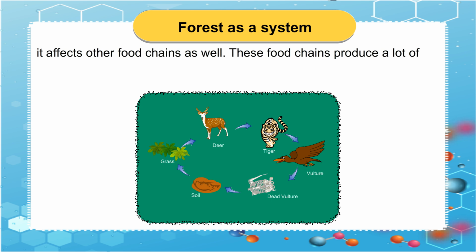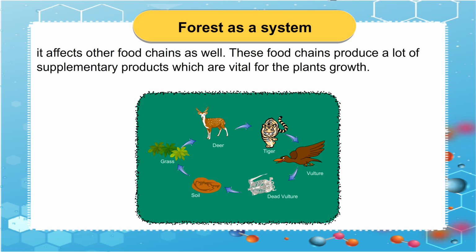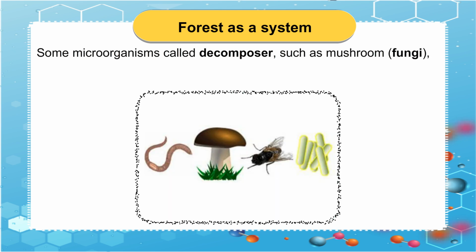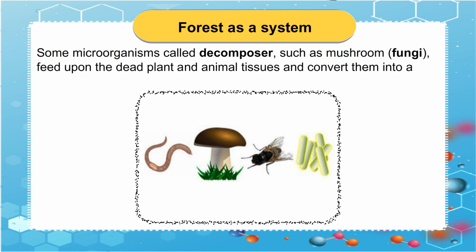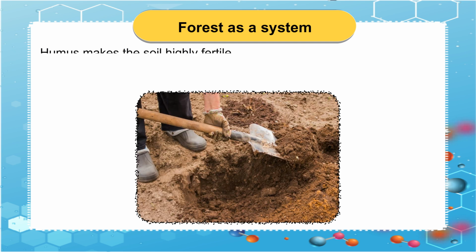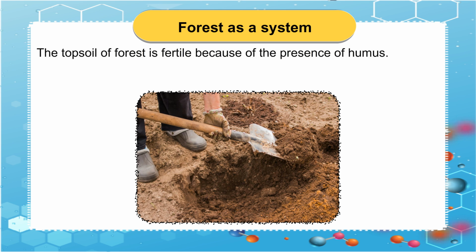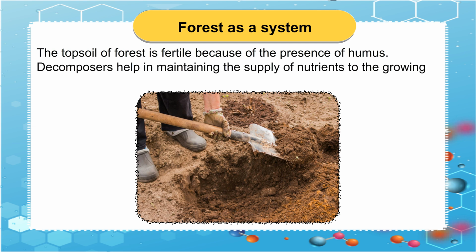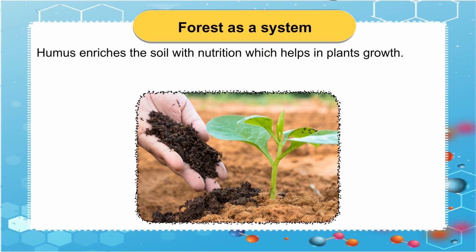These food chains produce a lot of supplementary products, which are vital for the plant's growth. Some microorganisms called decomposers, such as mushroom and fungi, feed upon the dead plant and animal tissues and convert them into a dark-colored substance known as humus. Humus makes the soil highly fertile. The topsoil of forest is fertile because of the presence of humus. Decomposers help in maintaining the supply of nutrients to the growing plants in the forest. Humus enriches the soil with nutrition which helps in plants' growth.